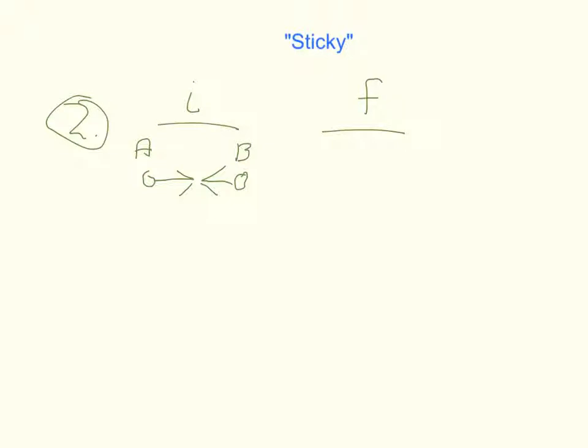For my second sticky example, we will have two objects, A and B, initially appearing to have a head-on collision. And then afterwards, they stick together and come to a complete stop. What will conservation of momentum look like for such an interaction?